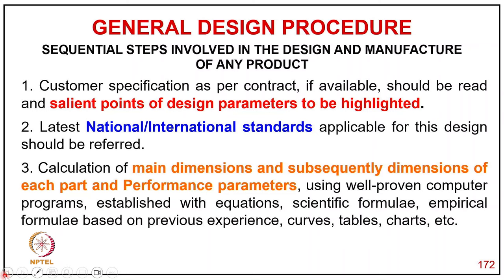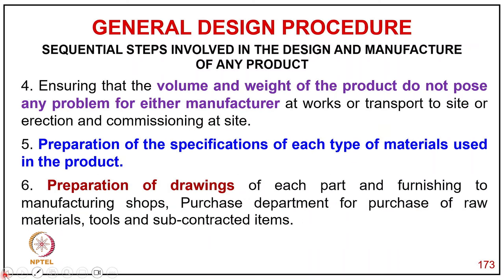So coming to the sequential steps of the general design procedure, we call it the sequential steps involved in the design and manufacturing of any product. Customer specification and contract, if available, should be read, and salient points of design parameters should be highlighted. The latest national and international standards applicable to the design should be referred to. Then calculation of main dimensions and subsequent dimensions of each part and performance parameters, usually with proven computer programs established with equations, scientific formulae, empirical formulae based on previous experience, curves, tables, charts, etc.